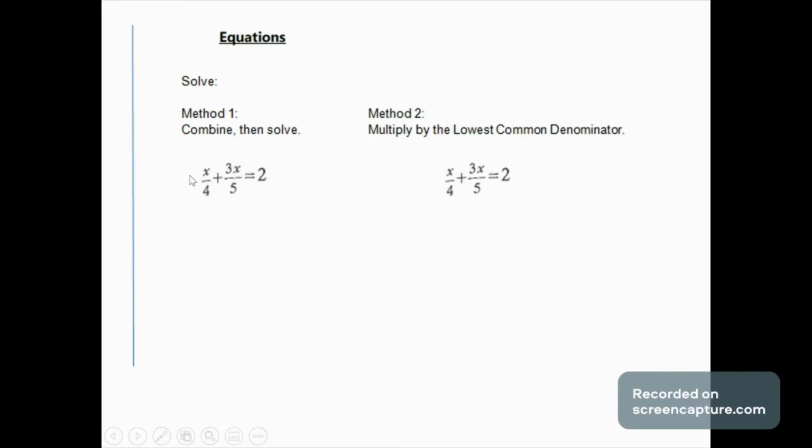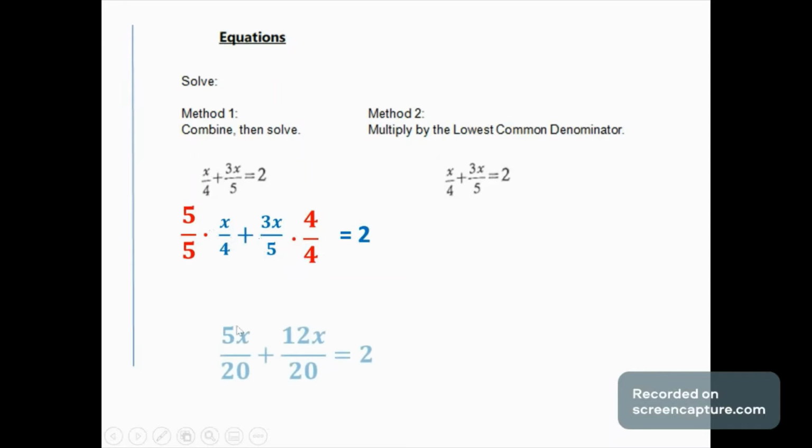Let's combine these first. So we need a common denominator. What are you going to multiply each of them by? Or what's the goal for the common denominator here? Well, I hope you're thinking that common denominator should be 20 for both. So in that case, this fraction should be multiplied by 5 over 5. And this one should be multiplied by 4 over 4. Let's do that multiplication. Then we have 5x plus 12x. And then 20, we created that denominator of 20 here.